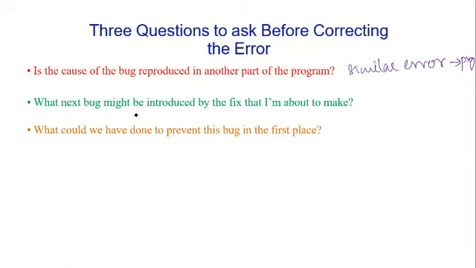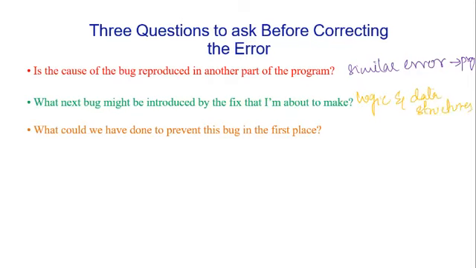Then, what next bug might be introduced by the fix that I am about to make? This means that the source code that you've coded should be studied so that you identify the logic and the different data structures that are related. When you study the different logic of your program, you'll see whether making any changes within the program is going to affect the other parts of the program. So you're going to study the logic and the data structures of the program.